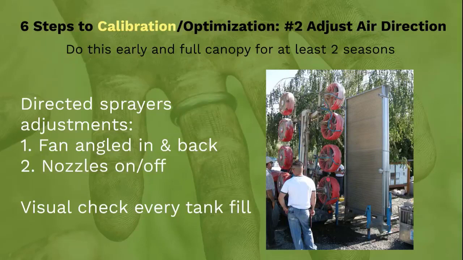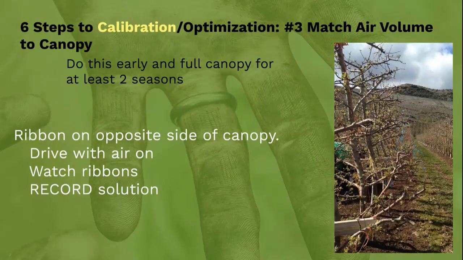When you find your ideal settings, at the end of this entire calibration process, mark the fan location and have folks check this with every fill tank. Things get knocked around in an orchard, and you need to make sure that the overall system is still working as intended. Step 3 is also about optimization.